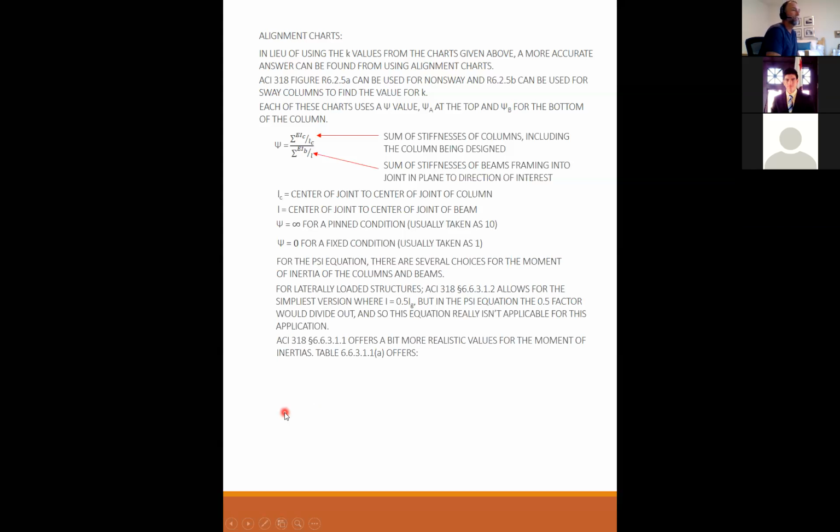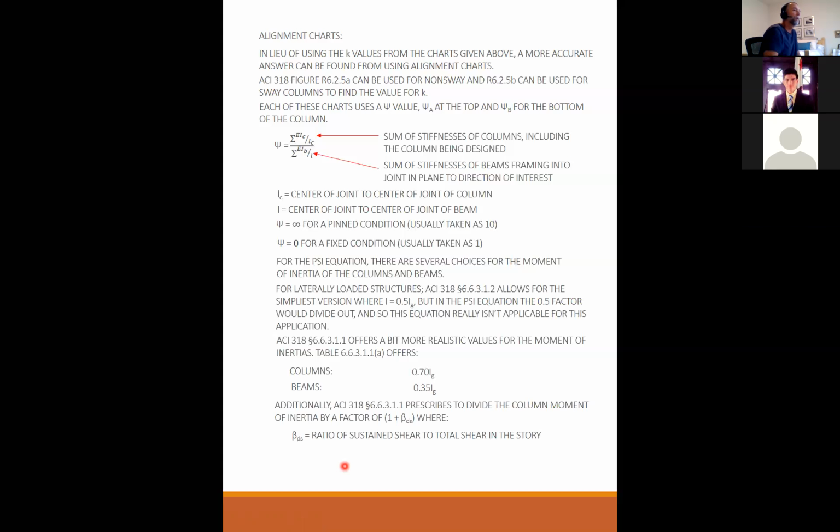ACI 318 section 6.6.3.1.1 offers a bit more realistic values for the moment of inertias. Table 6.6.3.1.1(a) offers, for columns, you can use 70% of I gross. For beams, you use 35% of I gross. Additionally, ACI 318 6.6.3.1.1 prescribes to divide the column moment of inertia by a factor of 1 plus beta ds, where beta ds is the ratio of sustained shear to total shear in the story.